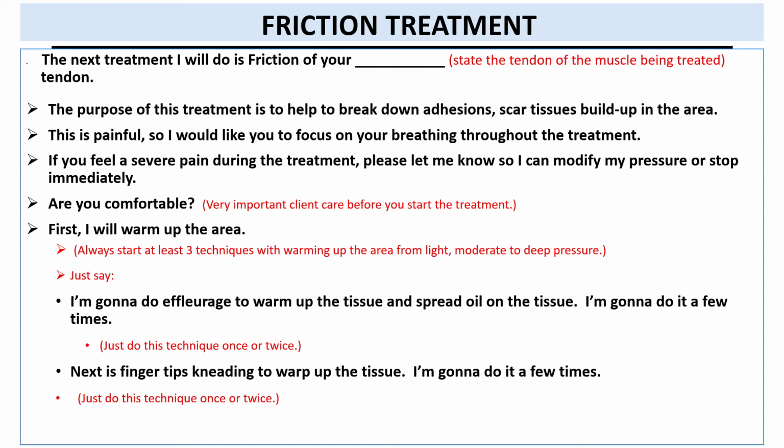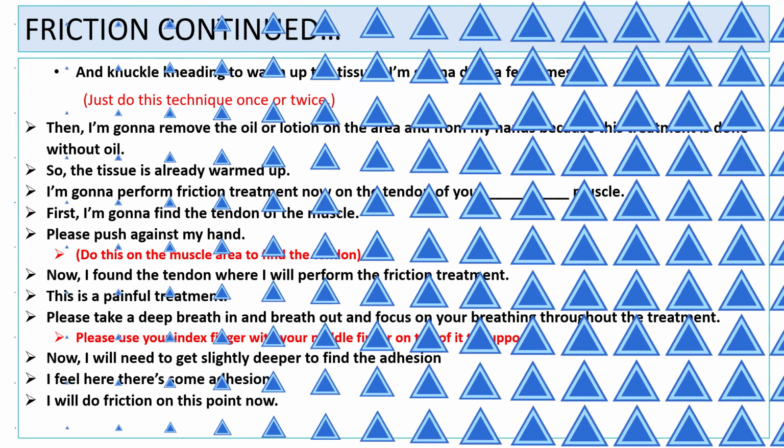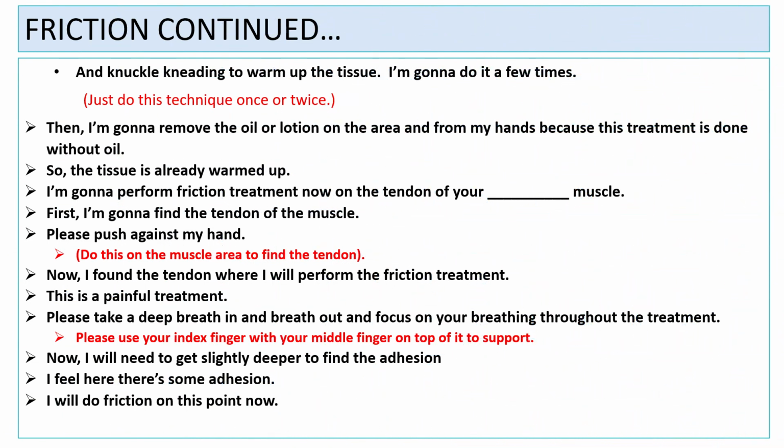First, I will warm up the area. Always start with at least 3 techniques to warm up the area, from light and moderate to deep pressure. Just say, I'm going to do effleurage to warm up the tissue and spread oil on the tissue. I'm going to do it a few times. Just do this technique once or twice. Next is fingertips kneading to warm up the tissue. I'm going to do it a few times. Just do this technique once or twice.